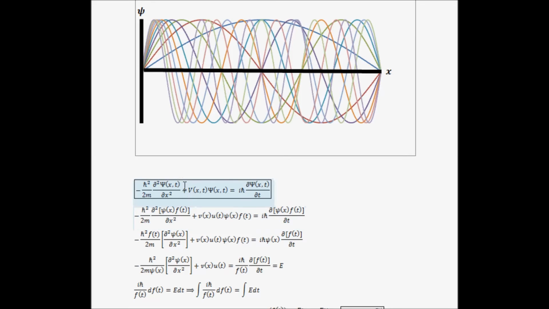And this little psi of x is the wave function just in terms of position. So a substitution has occurred between the time-dependent wave function here, psi, and little psi of x times f of t. The assumption that this wave function is a product is not maybe totally general, but it certainly helps to solve the equation. Okay, so that's the assumption there.